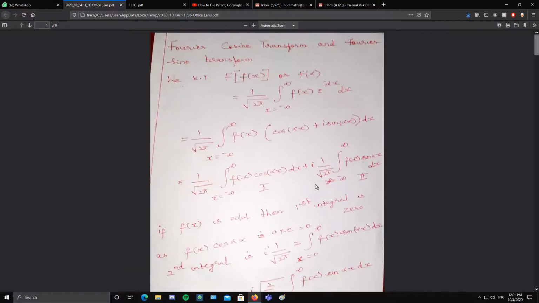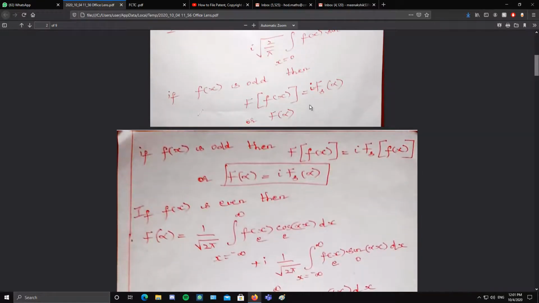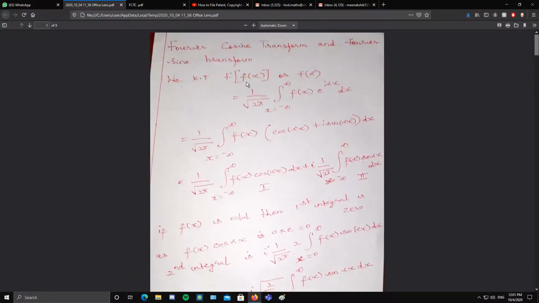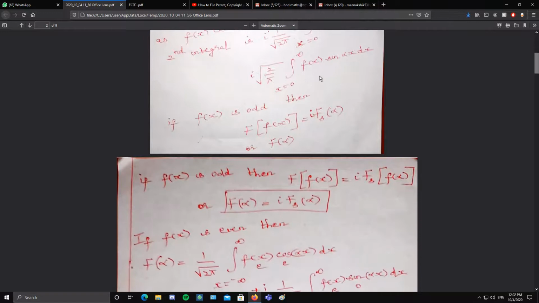So if f of x is an odd function, the Fourier transform of the given function is the same as i times the Fourier sine transform. We denote this by fs of alpha because we have only sine terms. I repeat, we started with the Fourier transform of a function, and if f of x is odd, we have this integral. We denote the right side by fs of alpha because it has only sine terms. So if f of x is odd, the Fourier transform of the given function is the same as i fs of alpha, or in other words, f of alpha is the same as i times fs of alpha.